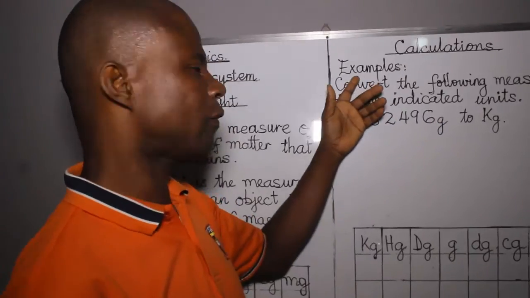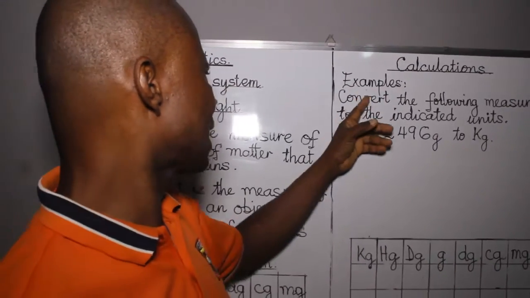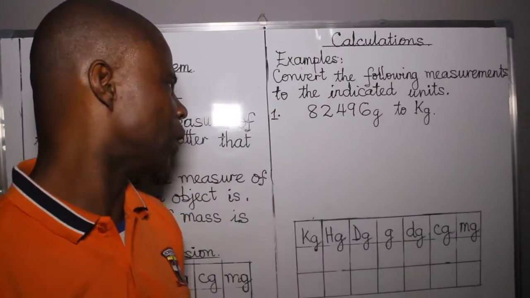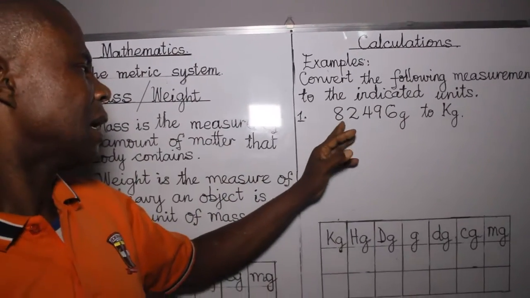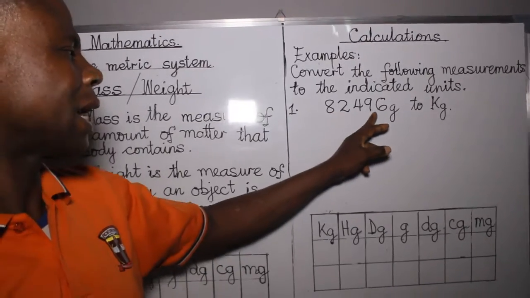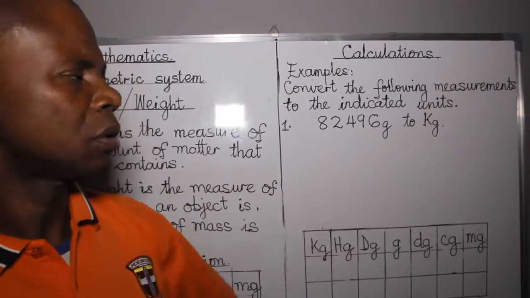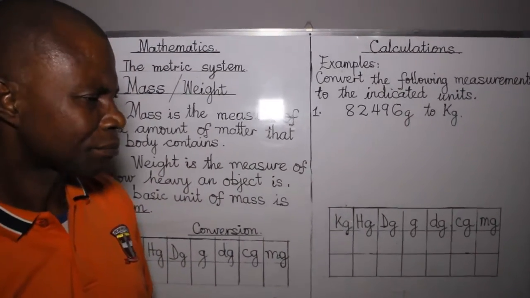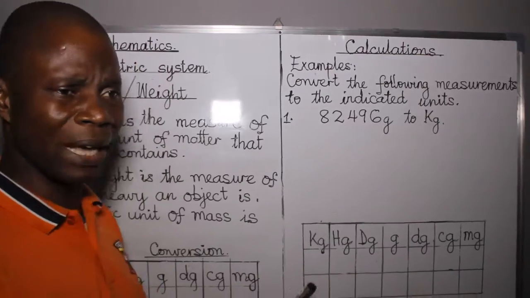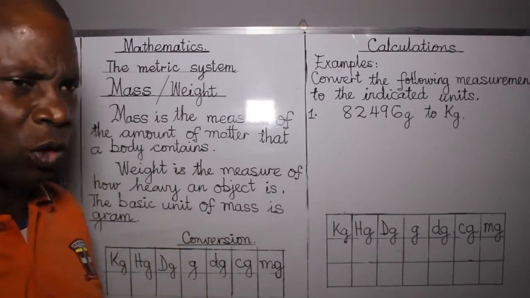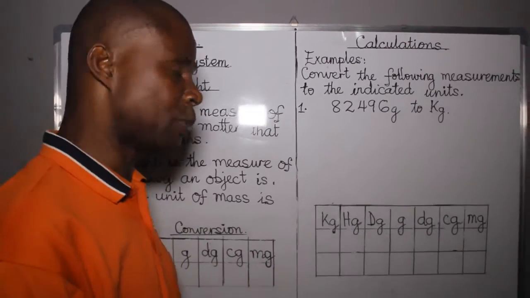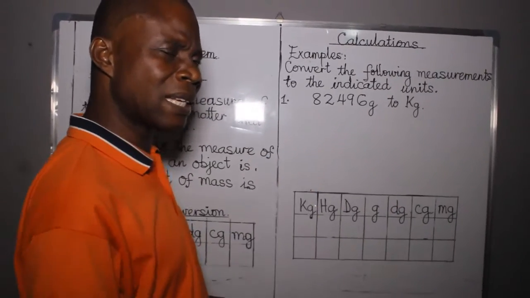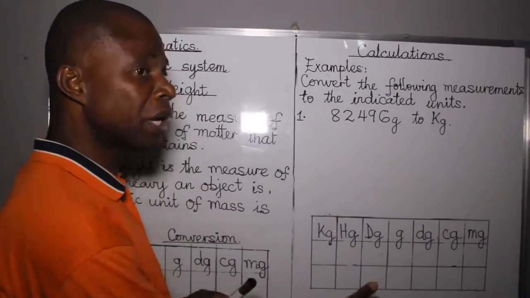The first example is: convert the following measurement to the indicated units. And the first one says 82,496 grams to be converted to kilogram. How do you do that? It's very simple, by using the table. First, I would like to use the table, then we go to the multiplication method, which is the commonest method, but it entails memorization. You don't need to memorize here.